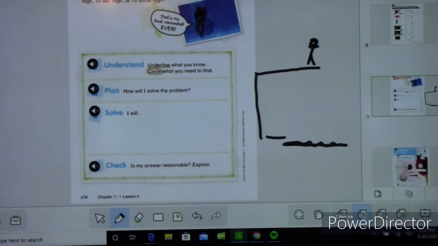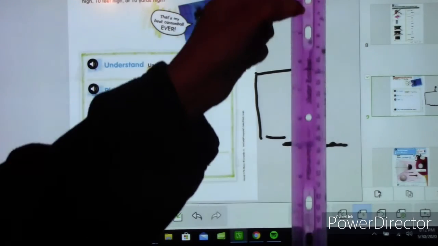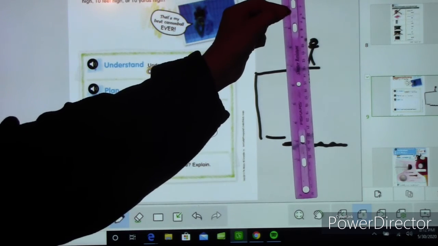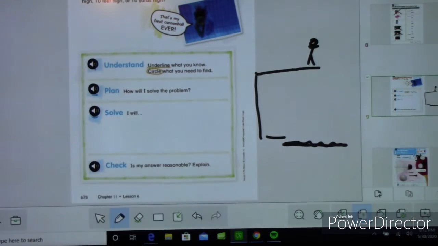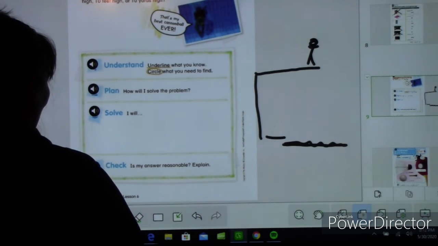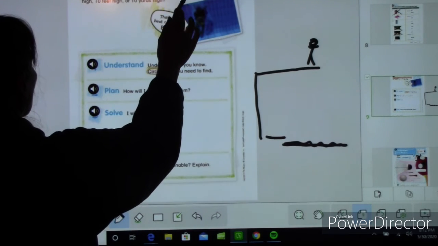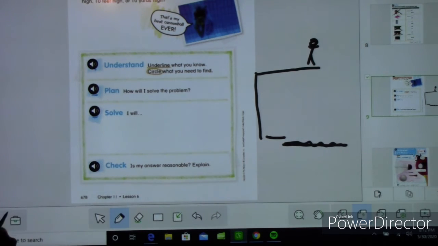10 inches is our first choice. So 10 inches is going to be right about there on our ruler. I'll back up so you can see my ruler. So that's going to be 10 inches. If I measure myself, that's like not even to my knee. So do we think that the diving board is going to be 10 inches? I'm going to say probably not, because that's not very high up. Okay, so I'm going to cross off 10 inches.